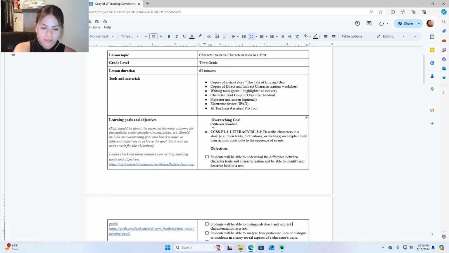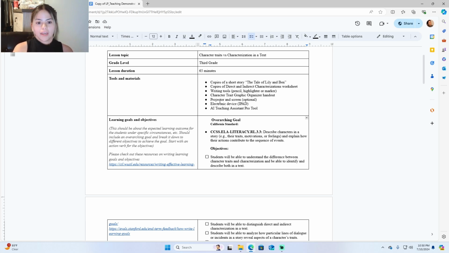Our tools and materials needed: we will need a copy of a short story named The Tale of Lily and Ben, which will be available both as paper copies or digitally through the iPad, just to keep that in mind. The next copy is a direct and indirect characterization worksheet. Writing tools, so if they use paper copies, a pencil would be good, a highlighter, or a marker.